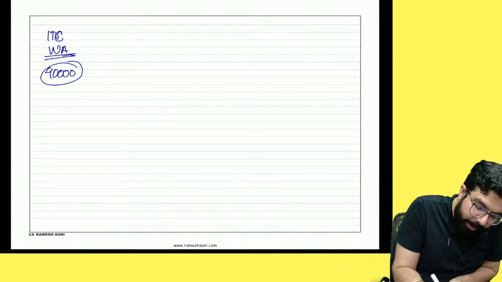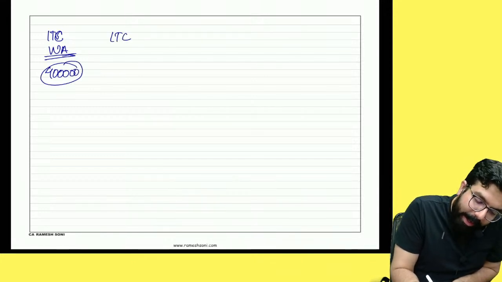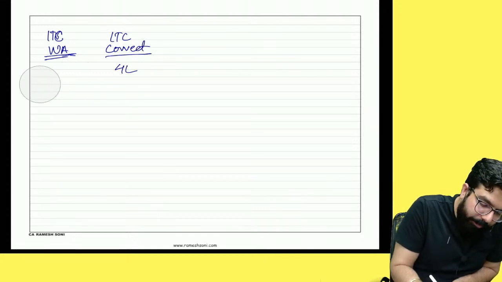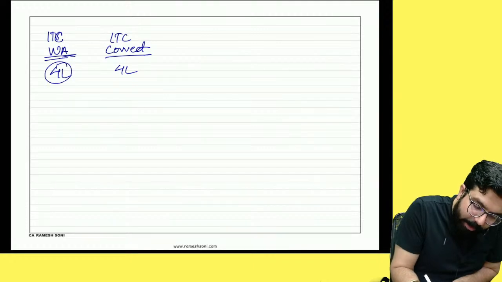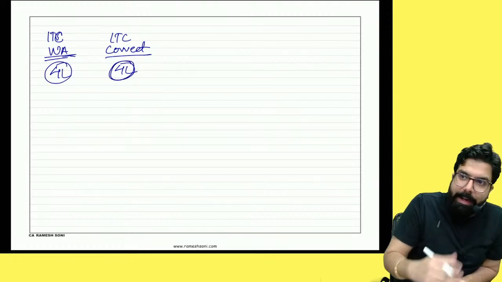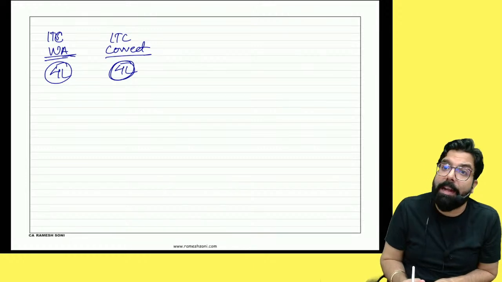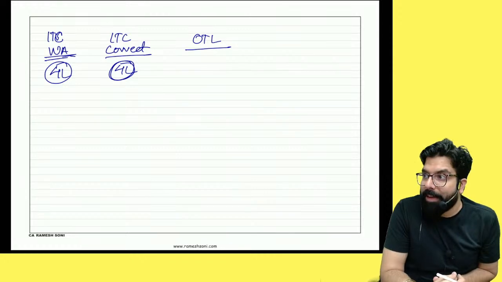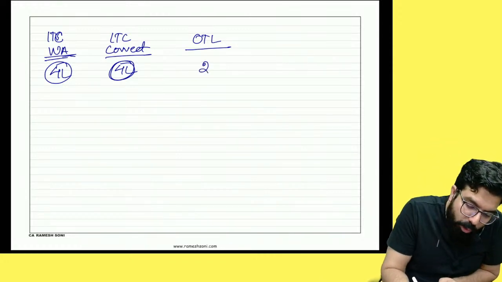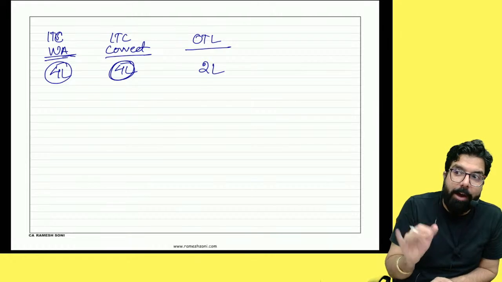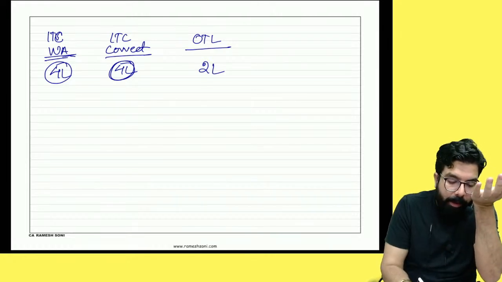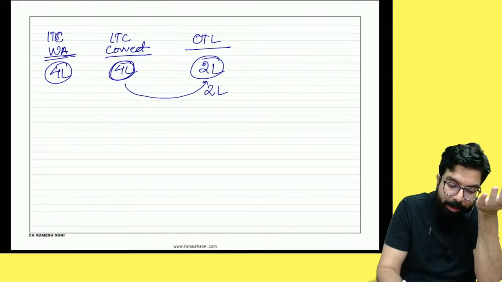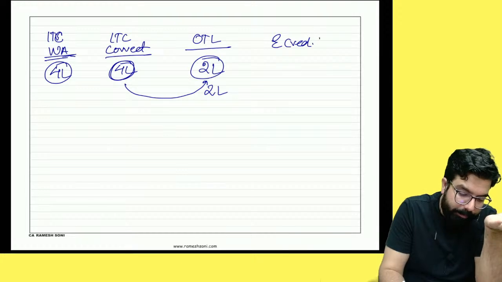ITC correctly taken: the correct ITC I have taken is 4 lakh. How much ITC do I have now? 4 lakh wrong credit and 4 lakh correct credit. How much credit do I have in total? 8 lakh. My output tax liability, for an example, is only 2 lakh rupees. This 2 lakh I will pay through the correctly availed credit. How much is the balance in my e-credit ledger?